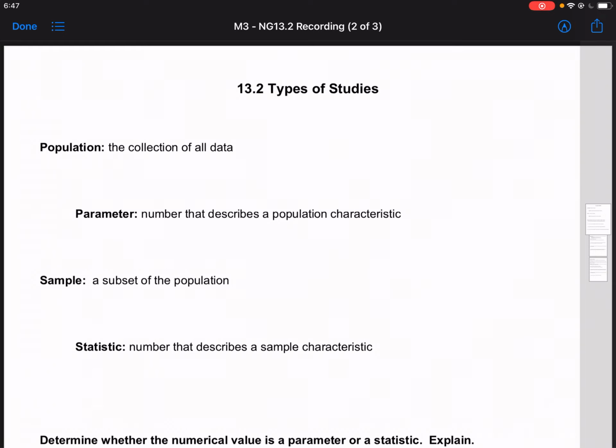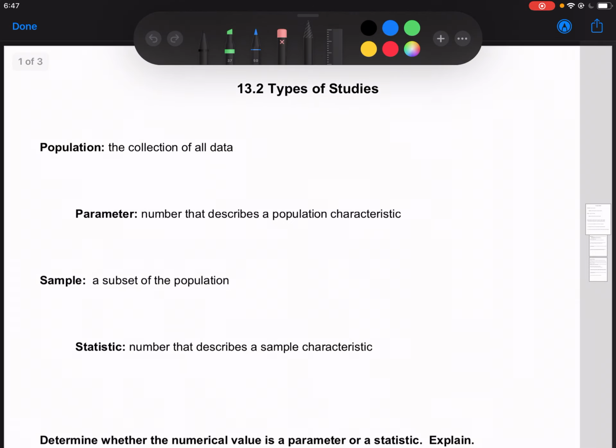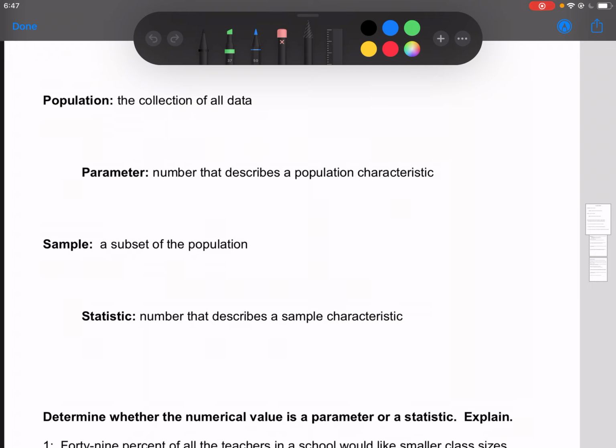At this point, I want to go ahead and switch gears a bit and talk about different types of studies and just some other basic definitions that are important within statistics. So I've already filled in all of the important definitions for this first little section.